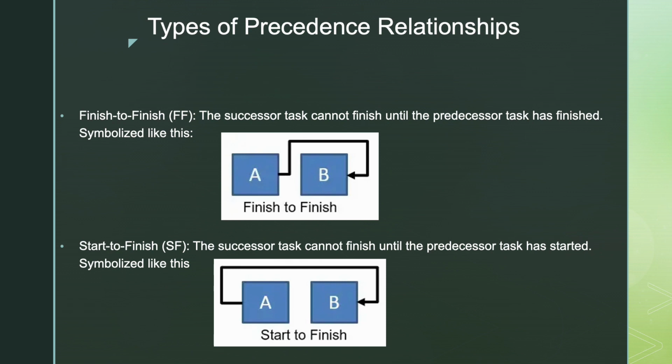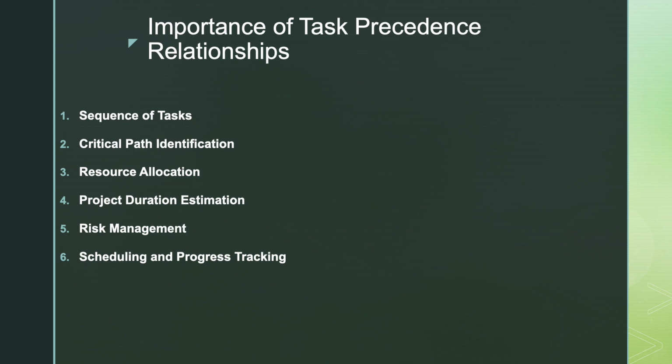And then the final one is start to finish. This is when the successor task cannot finish until the predecessor task has started. In a research project, Task A is conducting interviews and Task B is analyzing the data. Task B cannot finish analyzing the data until Task A has started conducting interviews. And I hope that made sense.